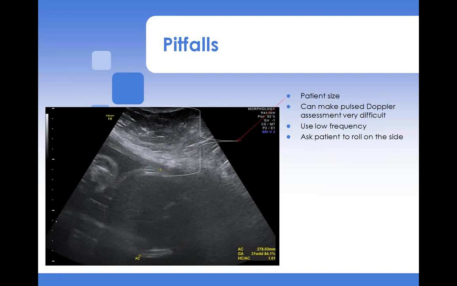And last but not least, obviously patient size, but there's not really much we can do about that. You need to use low frequency transducers, and you can ask the patient to roll onto the side.